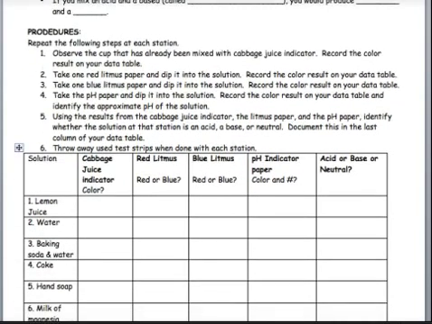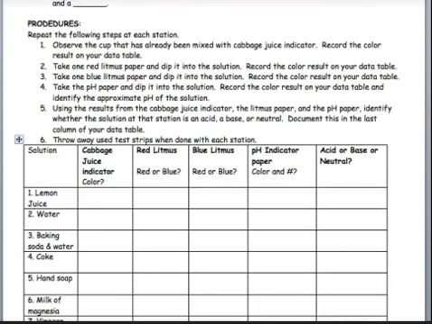So the procedures. What you're supposed to do is go from one station to the next, but since we're not doing stations, since it's online, I'm just going to show you some of the different substances, then I'm going to do some of these different steps. Instead of doing the cabbage juice indicator first, which is listed in this second column right here, I'm actually going to do it last for this lab. So I'm going to do the red litmus paper, blue litmus paper, the pH indicator paper, and then I'm going to pause the video and then add the cabbage juice indicator to see what color the substances change.